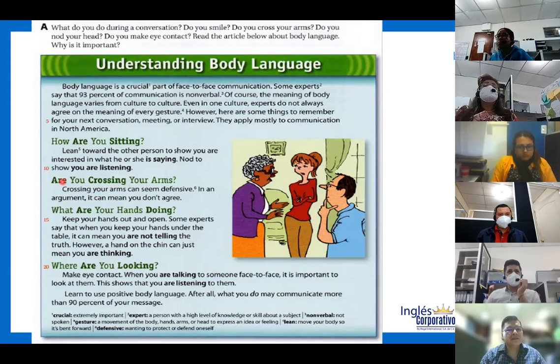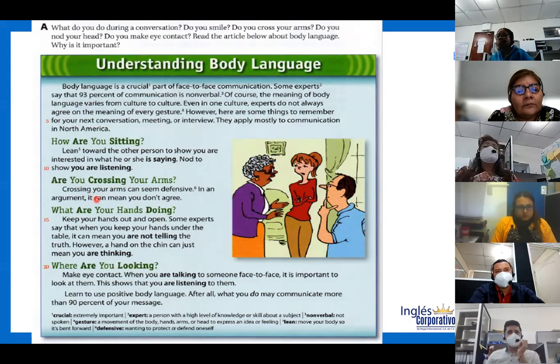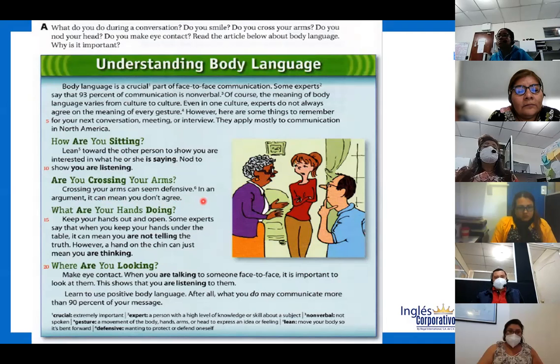The second. Are you crossing your arms? Estamos crossing your arms. What happens? Crossing your arms can seem defensive in an argument. It can mean you don't agree. A veces vemos a las personas que están así, ¿verdad? According to that, it means that you do not agree, que no estamos de acuerdo con algo. Maybe some people do that when they are crossing the arms.